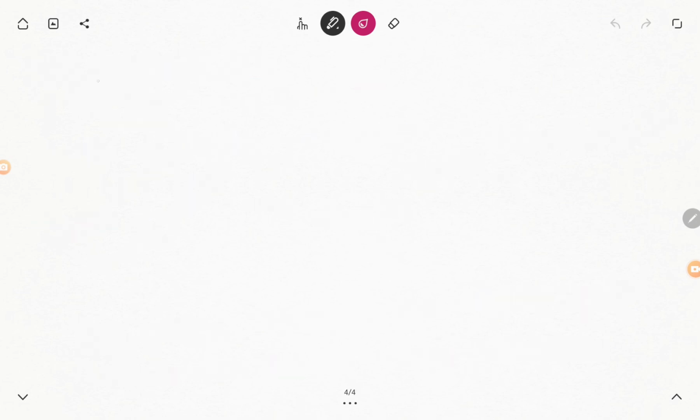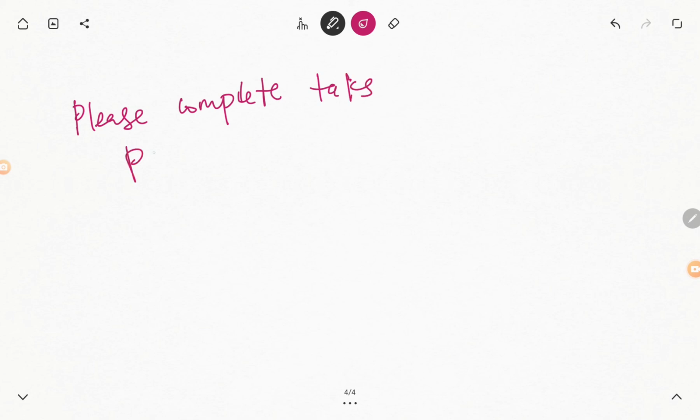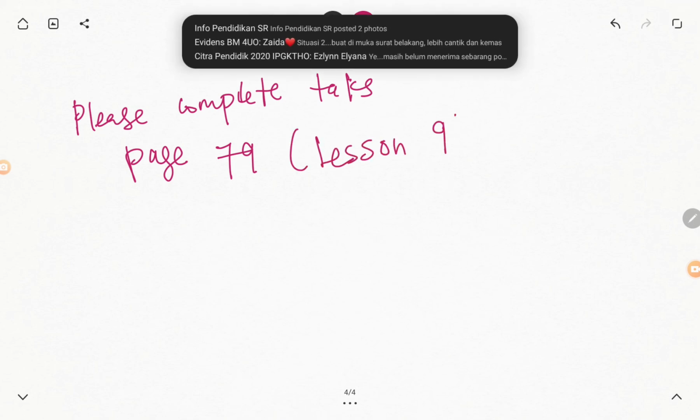So as your task, please complete the task on page 79, based on the exercises in lesson 9.